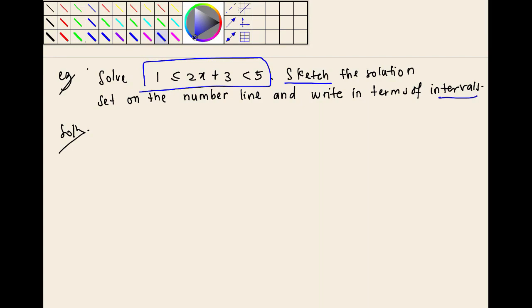Okay, so now let's do this. You have 1, copy the question again, you have 2x plus 3 is less than 5. Okay, there is no difference, it's just that there are two inequalities, so you have 3 sides. Okay, when there are two inequalities, you have 3 sides. The leftmost side, the middle side and the right side. Okay, now look at the left side.